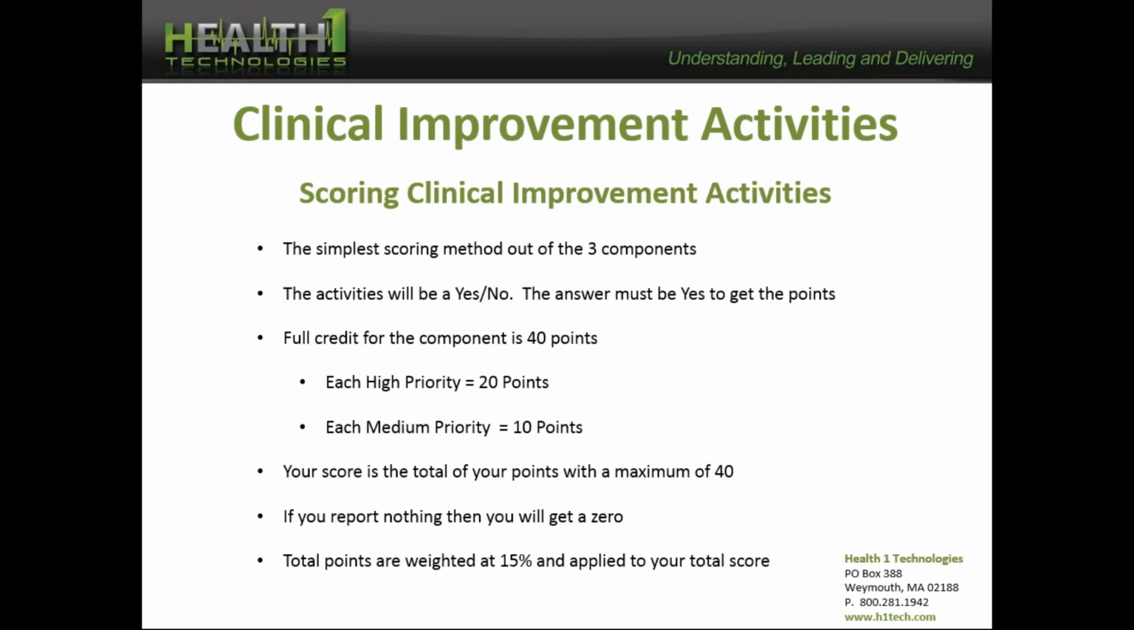So again, the most score that you can get is 40 points. That's the highest that you can get out of this system. So every high priority measure that you do, that you say yes to, you're going to get 20 points. And every medium priority, you're going to get 10 points. And then basically your score gets totaled. If you report nothing, you're going to get a 0. Your total score is calculated at 15%. That's the weighted percent of this score to your total MIP score.